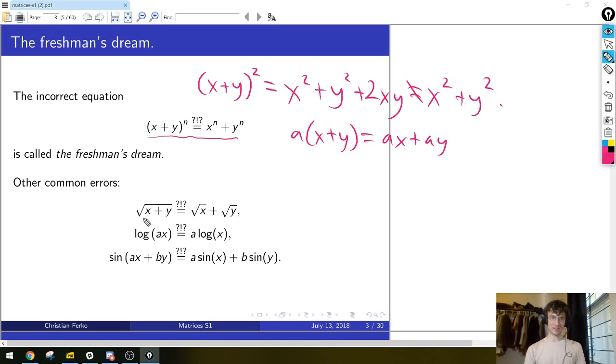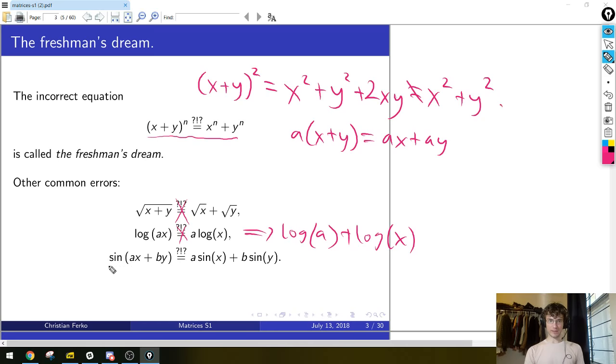Other things that are very similar, you might think that if you have a square root of a sum, you can distribute this square root and get a sum of root x plus root y. But that's completely untrue. Similarly, just as multiplying by a distributes across parentheses, you might think it distributes across a function like the log. So the log of ax might, you think, be equal to a times the log of x. But that's not true. As we know, by the log of a product rule, this is something different, log a plus log x.